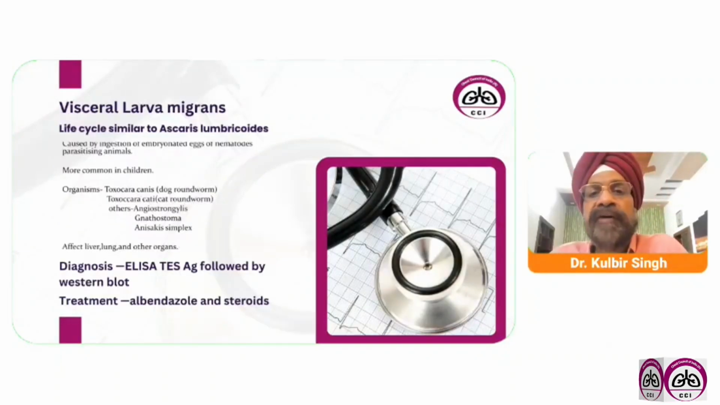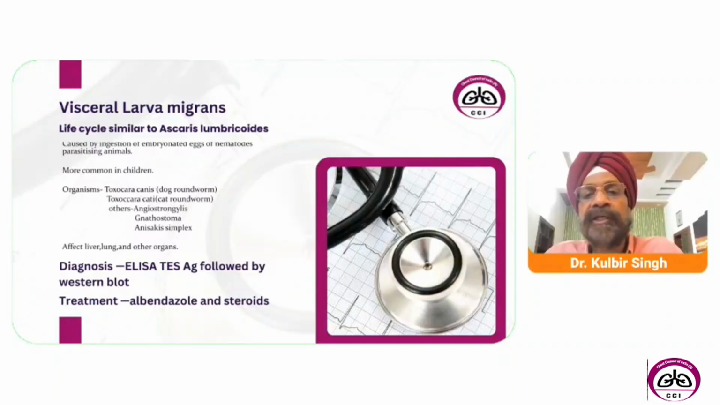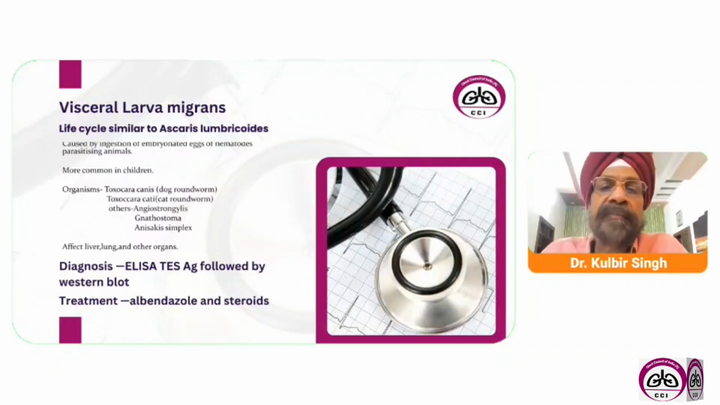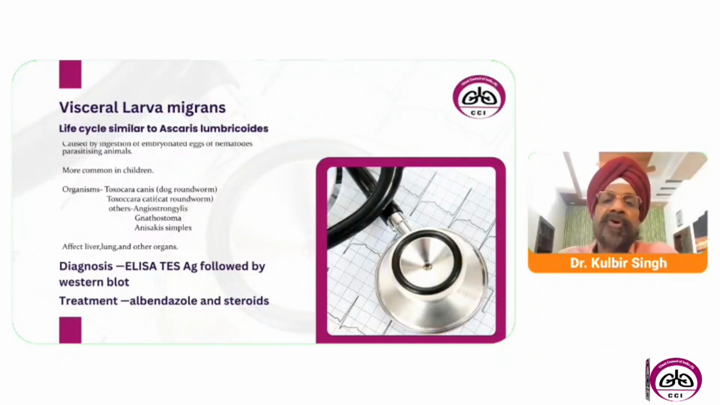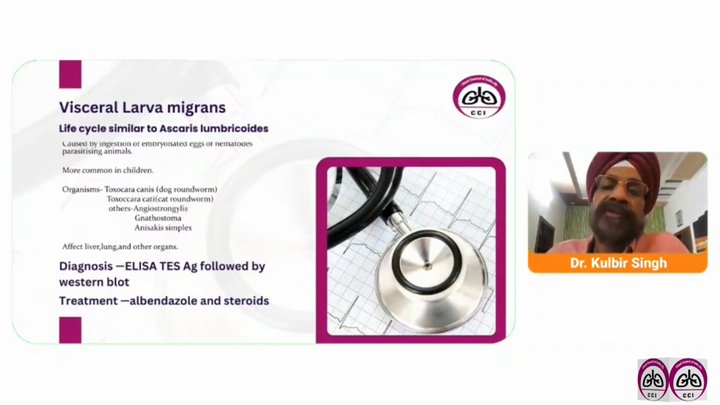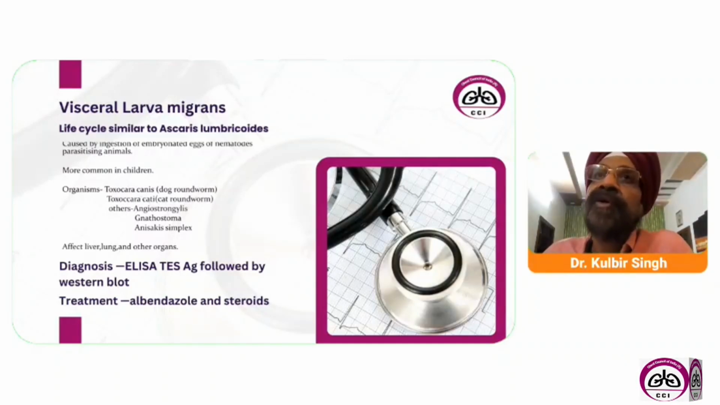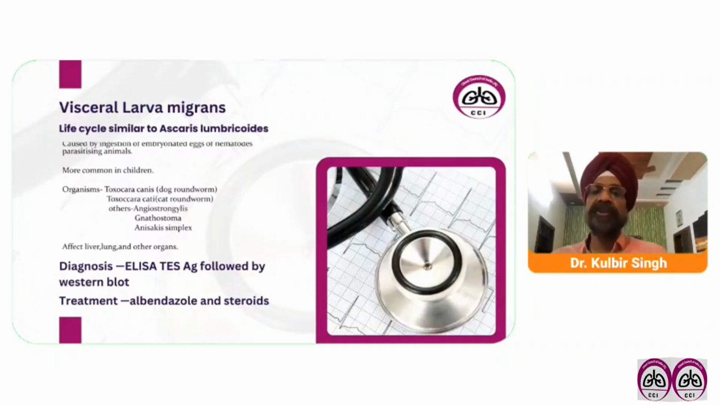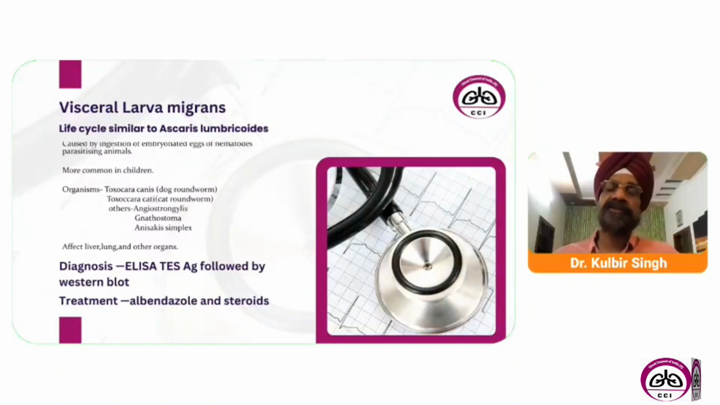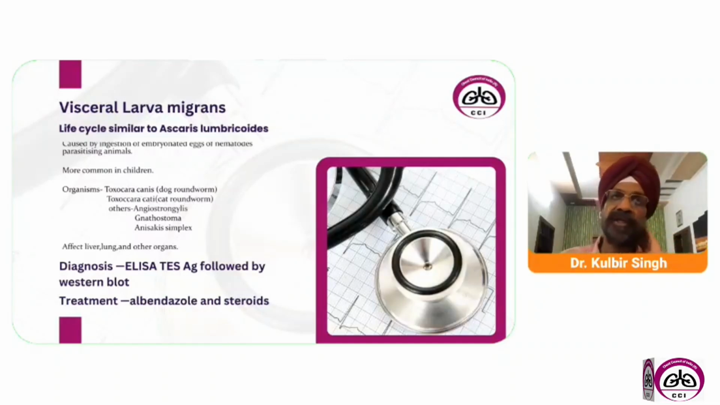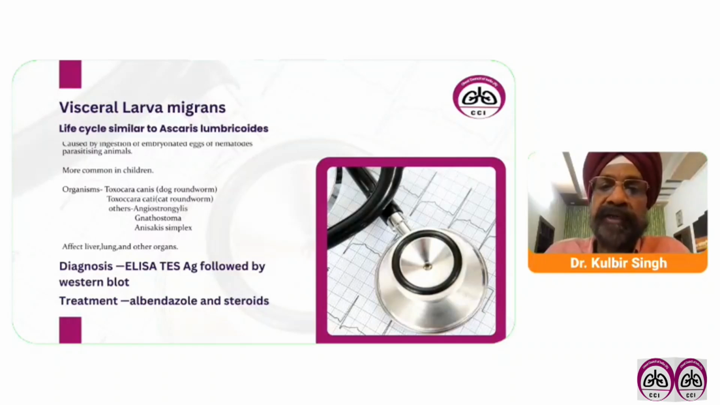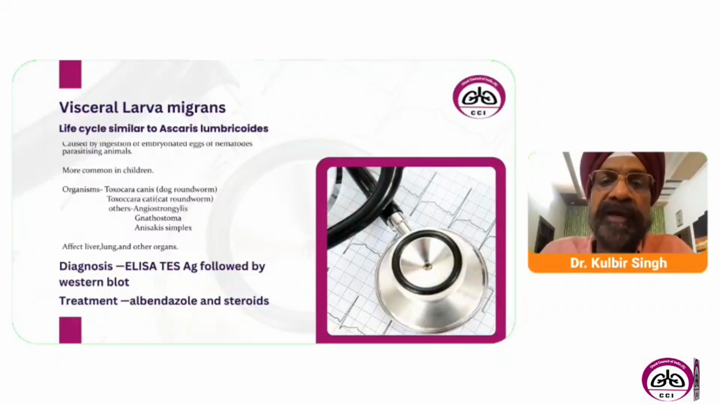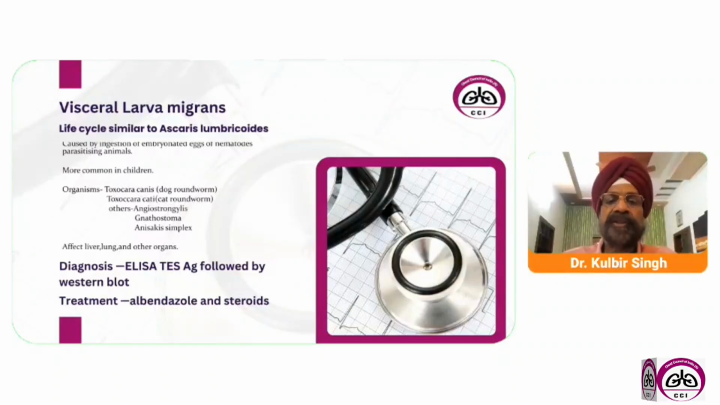Then comes the visceral larva migrans. The life cycle is similar to Ascaris lumbricoides, caused by the ingestion of the embryonated eggs of the nematodes, parasitic animals. It is more common in children below 5 years of age, who usually live in overcrowded places with poor sanitation. Organisms usually are Toxocara canis, dog roundworm, and Toxocara cati, cat roundworm. It mainly affects the liver, lung, and other organs.